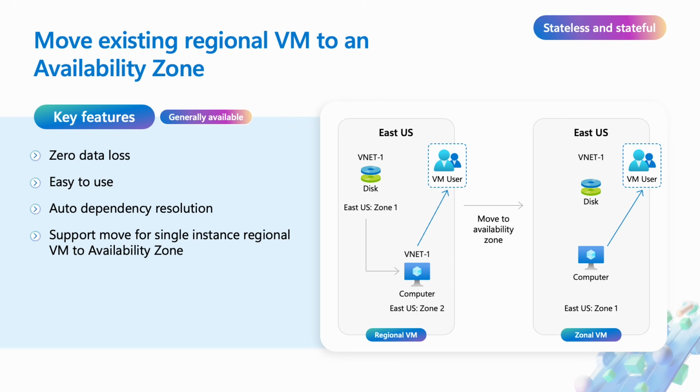And if you have existing regional VMs that you'd like to make zonal, Azure provides tools to help. Azure Resource Mover can migrate single-instance regional VMs into zonal configurations, giving you improved resiliency without having to rebuild from scratch. Beyond deployment strategies, it's important to understand that stateless and stateful workloads require fundamentally different approaches to resiliency.